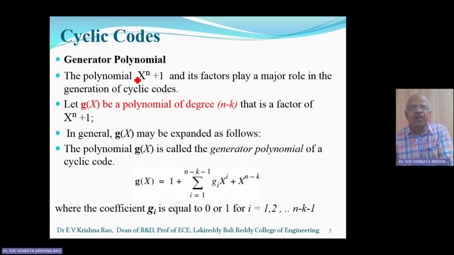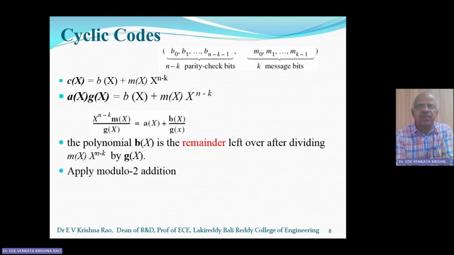Here the generator polynomial is of order n minus k. If we take the nth-order polynomial x power n plus 1, one of its factors is g of x, of order n minus k. That generator polynomial can be represented as g of x equals 1 plus the sum of g i x power i, for i equal to 1 to n minus k minus 1, plus x power n minus k. The coefficients g i, n minus k minus 1 of them, are the connections. This is the generator polynomial.